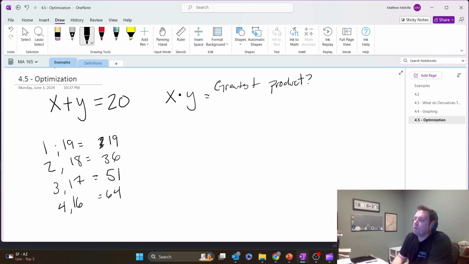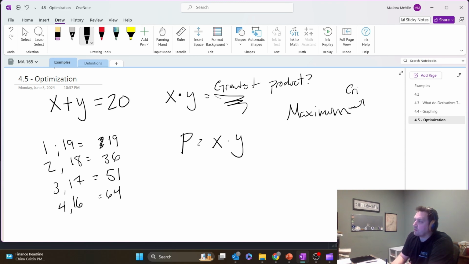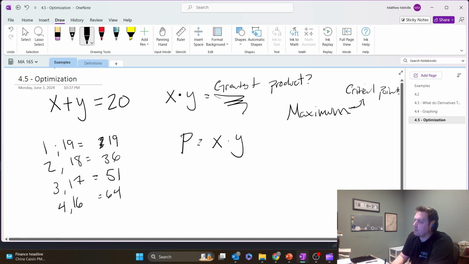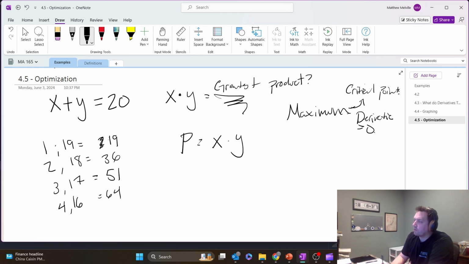And so one way that we can do this is we could say, okay, I want to know the greatest product. So the product is going to be equal to x times y. Greatest here is going to be a maximum. Now, in order to find maximums, I need to find critical points, which is where the derivative is equal to 0. Okay?